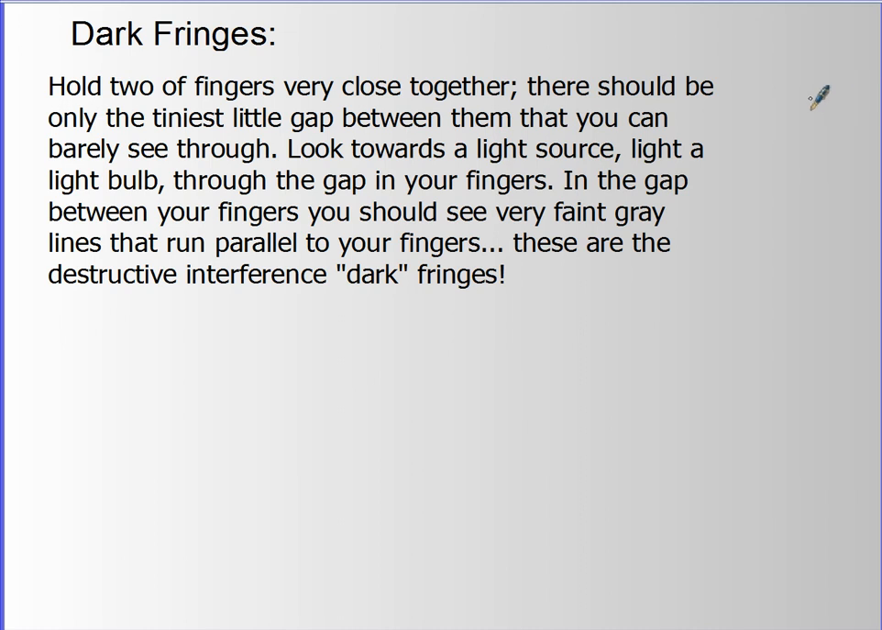Now, you can see dark fringes. Just take two of your fingers, or your three fingers, your index, middle, and thumb, and hold them very, very close together. Make a very small circle and hold it up to the light. You're going to see dark fringes. And this is an example of what we're talking about.